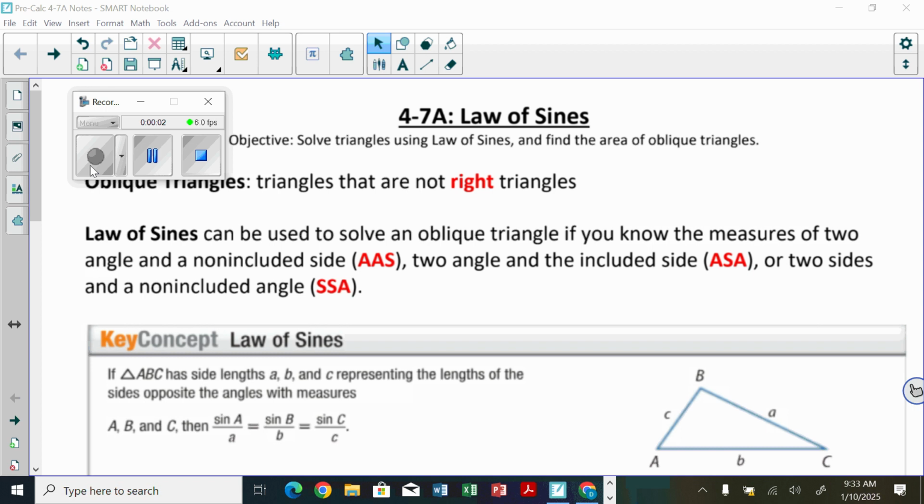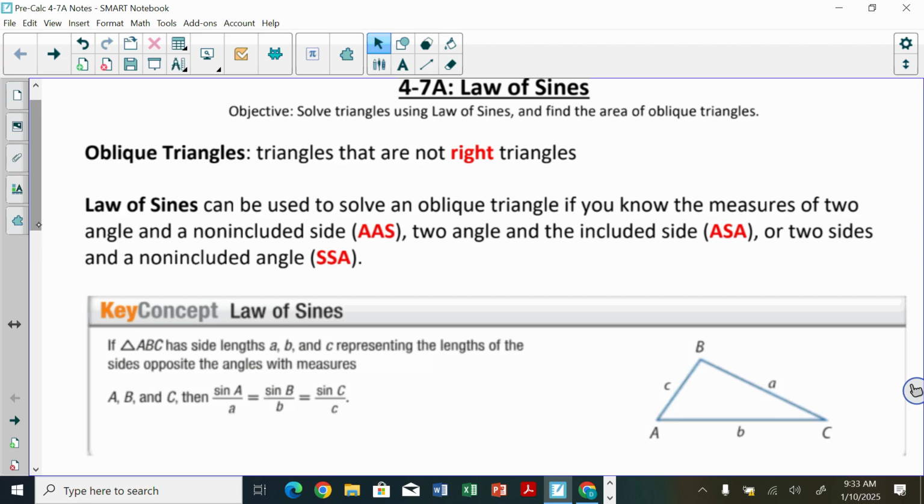Okay, pre-calc section 4.7a. This is the last section in chapter 4. Unfortunately, there's 3 different pieces to it, A, B, and C. So here's A. I think it'll be short and sweet. A little bit of a review here to geometry with law of sines, if you remember that. So let's just get into it.